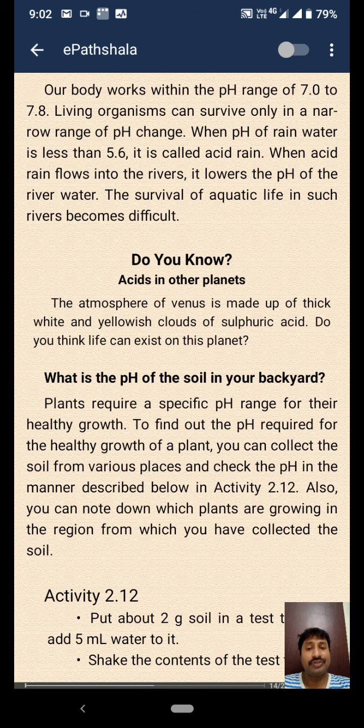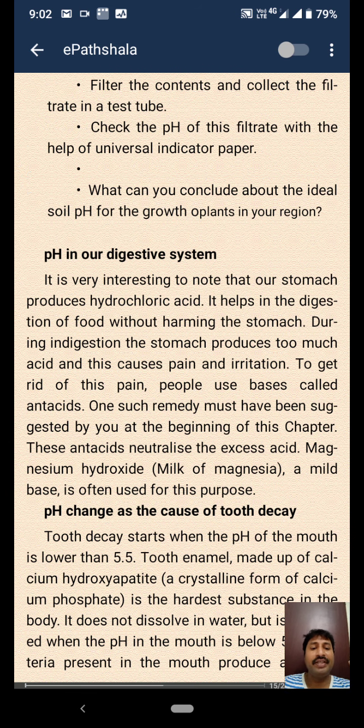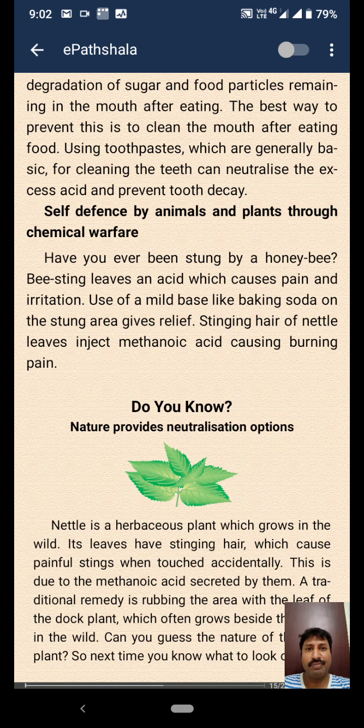How will the pH of the blood be? The pH of the blood must be neutral, that is 7, and water is also 7. That's why it is called a neutral substance. So you have to keep it in your mind.